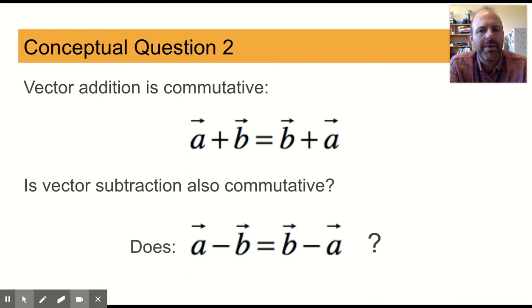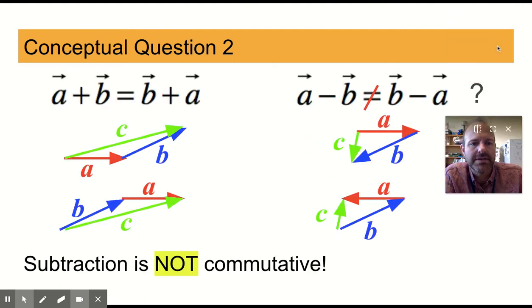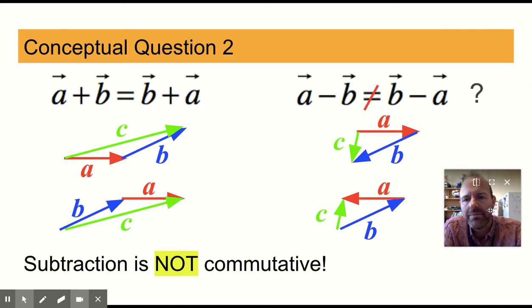Another question to think about: if A plus B equals B plus A for vectors, the commutative property, is vector subtraction also commutative? Does A minus B equal B minus A? Well, it turns out that it does not. Here we have A plus B and B plus A on the left, A minus B and B minus A, giving us different C vectors. Notice that they're reversed of each other, so it's not commutative. You can't just do it in any order.